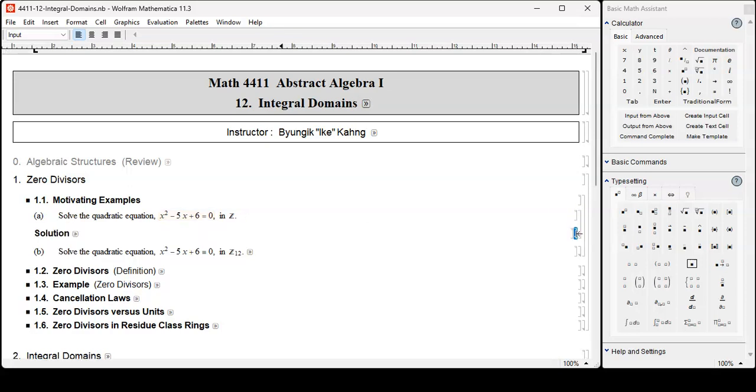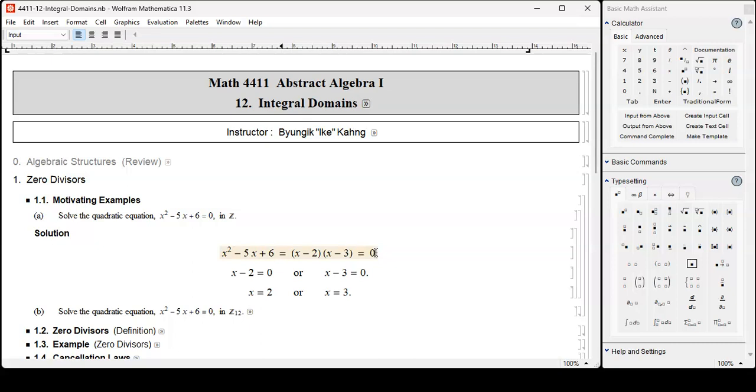Factor the quadratic polynomial, and then please note that this is the blue factor and that's the green factor, and blue times green is 0, which means one of them has to be 0. Either blue is 0 or green is 0. From the blue equation we get the blue solution. From the green equation, we get the green solution, and there you go. We have two integer solutions. And I can do exactly the same thing in Q or R or even C.